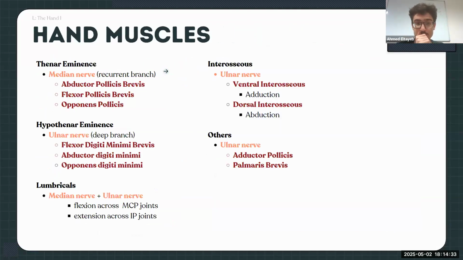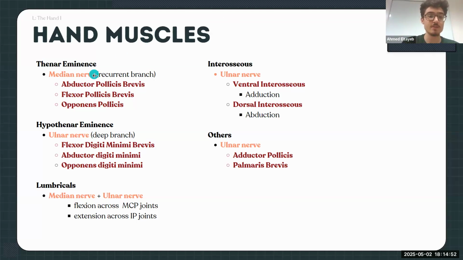Now we're going to finally talk about the hand muscles. In the hand muscles, we have a couple of compartments and then we have muscles for the fingers themselves. Besides, of course, flexor digitorum and extensor digitorum, what else? Let's talk about the muscles that you don't know about.